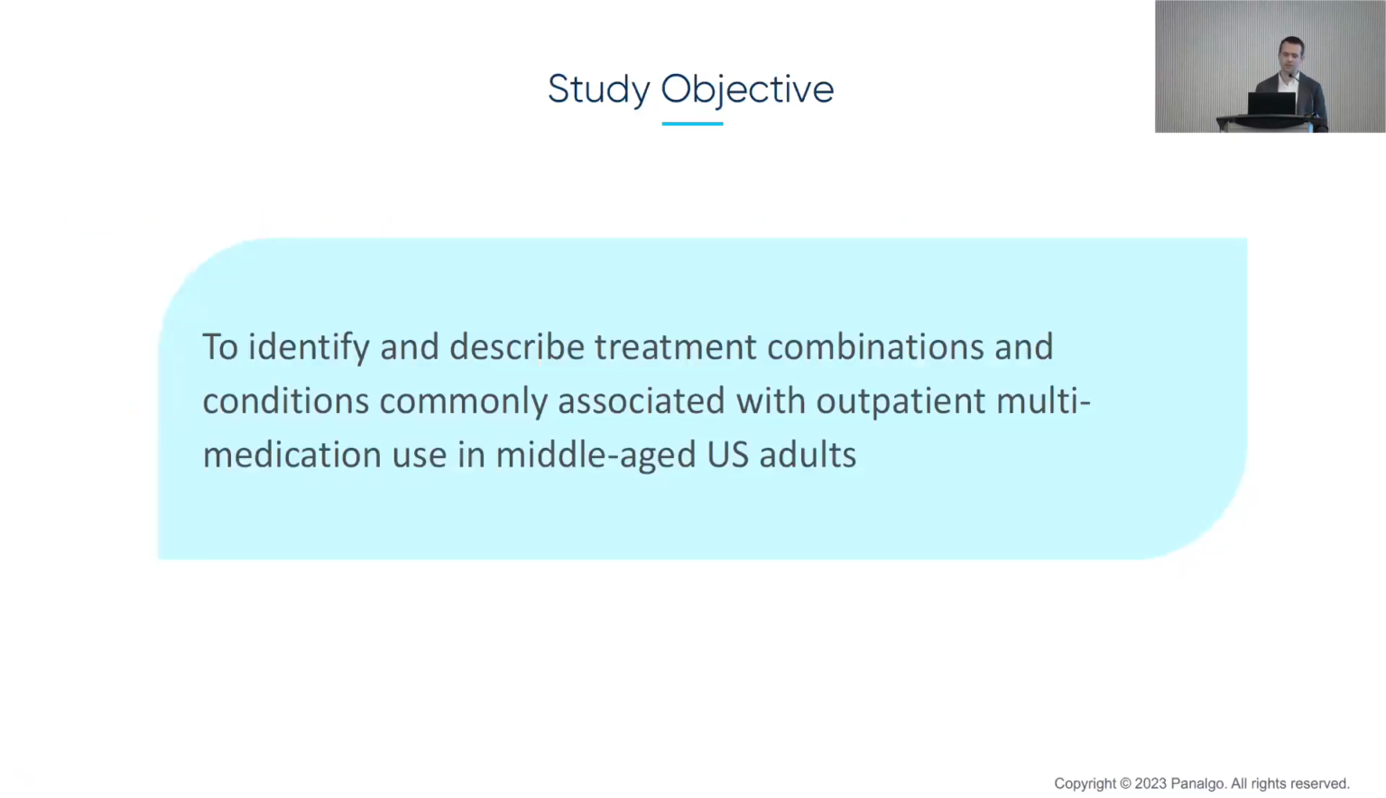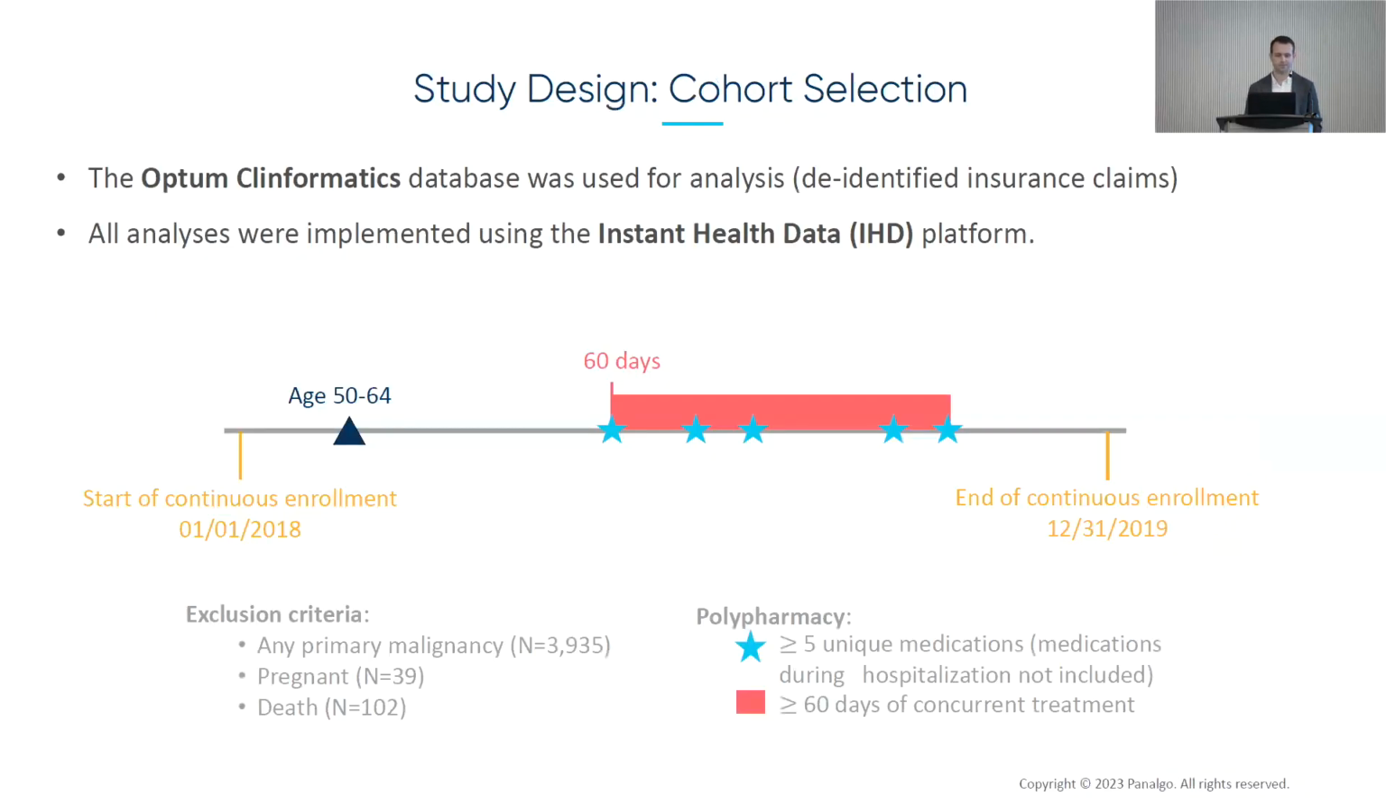So the objective of our study was fairly simple: to identify and describe treatment combinations and conditions commonly associated with outpatient multi-medication use in middle-aged US adults. For this analysis, we had 2 years of de-identified insurance claims data, where we required patients to have continuous enrollment in a health plan during those 2 years, as well as be between the ages of 50 and 64 during that time period.